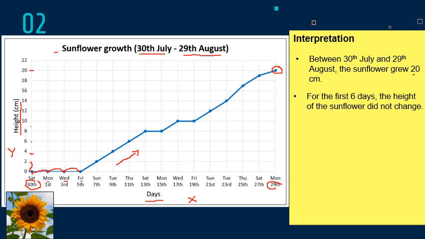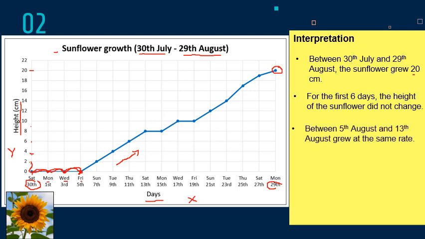For the first 6 days, the height of the sunflower did not change. So here, remember, this is intervals of 2, so 2, 4, 6, it's still at 0 when it's got to Friday. So that's the first 6 days. It's probably a seedling, just ready to burst. For those first 6 days, it hasn't grown.